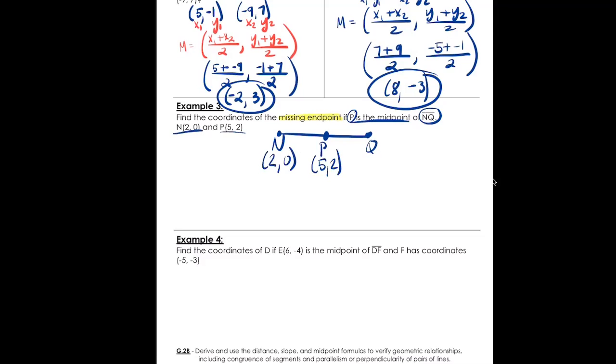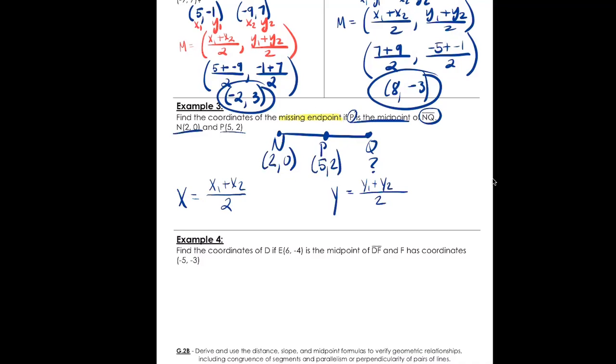So I'm gonna split this up into X and Y. I'm writing a little big here. We know that X is X1 plus X2 over 2. That's how we get the X coordinate. And we know that Y is Y1 plus Y2 over 2.